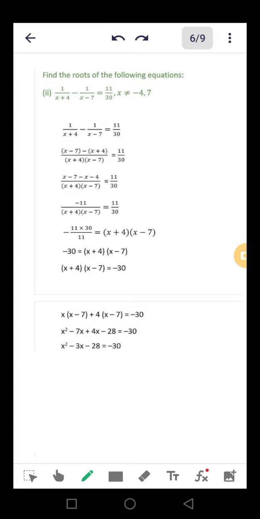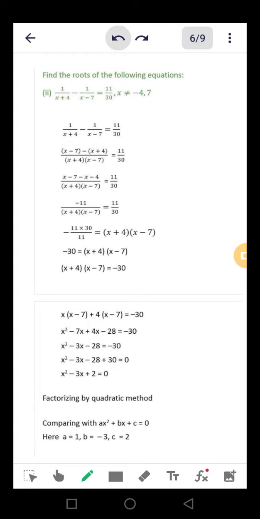So when you simplify it, you get a quadratic equation, x square minus 3x minus 28 plus 30 is equal to 0, okay? This type of multiplication and framing a quadratic equation we have done in the first exercise. So this is the quadratic equation. Now we'll find the roots of this.